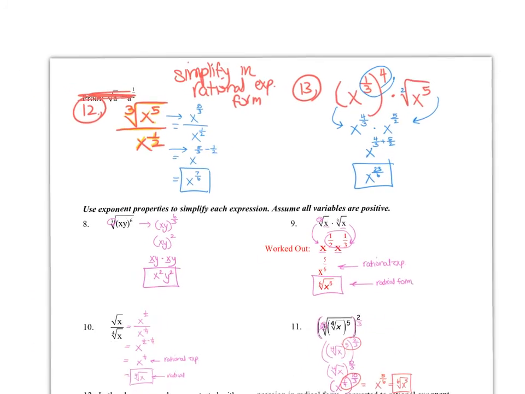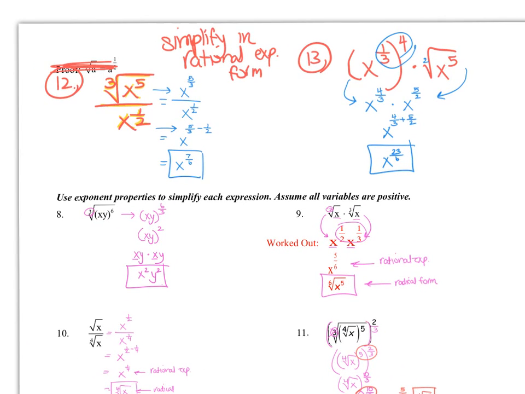Okay, so that is it for part 2 of our radical to rational exponent form. And then on Monday, we will finish this up with part 3 of days 12 through 13.